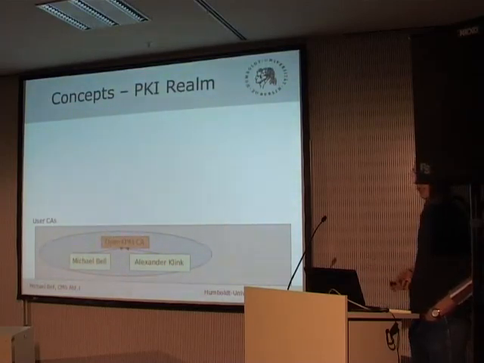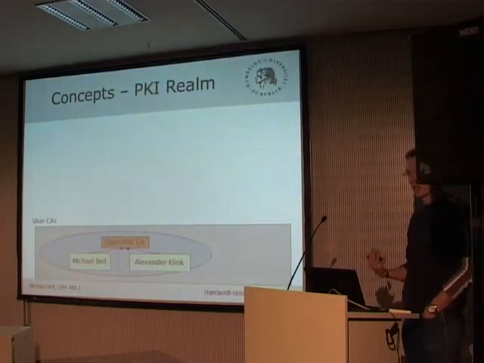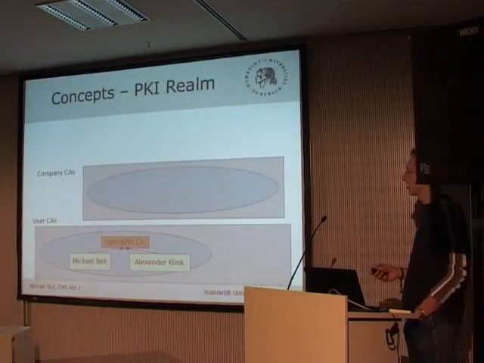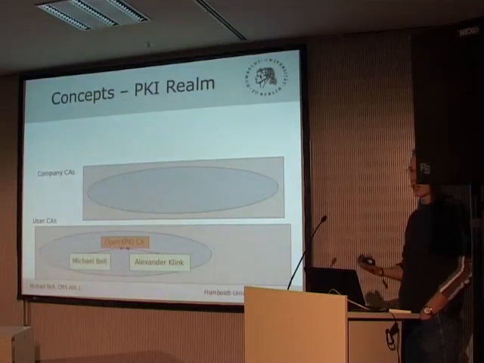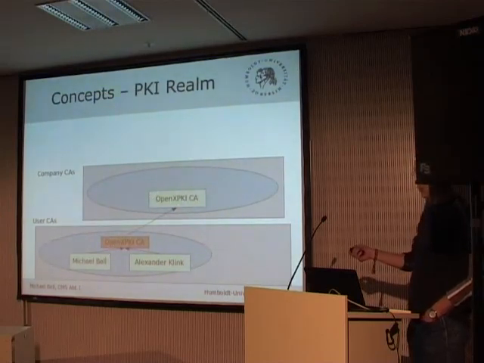This OpenXPKI CA in this case is a CA certificate, but not the real certificate. It's only an alias, a name, a reference, where we can find the CA certificate. The CA certificate is present, like we know, in only one PKI realm, like defined. In this case here, this is the real certificate. It only exists one time.